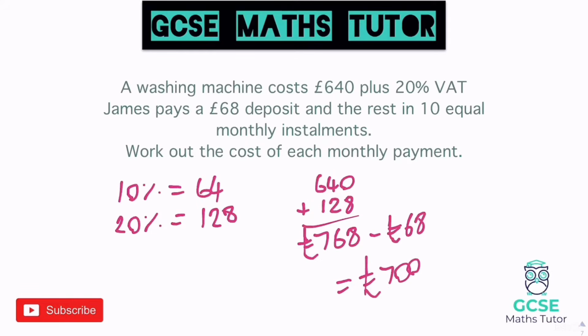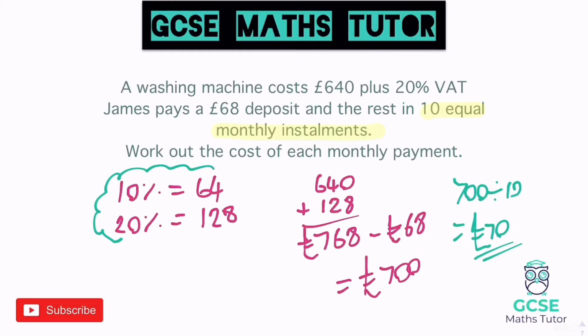Now it says in the question he's going to pay that in 10 equal monthly instalments. So if we finish this off, if we divide this by 10, so 700 divided by 10 tells us that he's going to pay £70 per month. There you go. So the main part here was working out the percentage. So always work out 10%, and remember from there you can figure out any percentage.